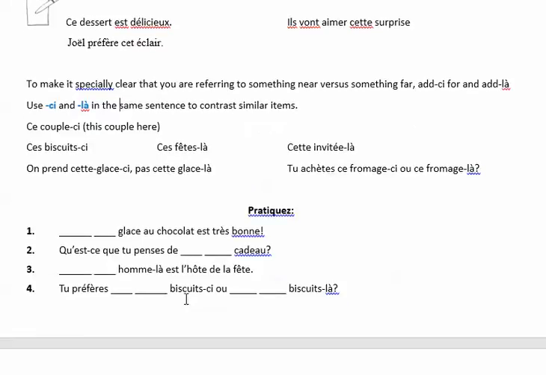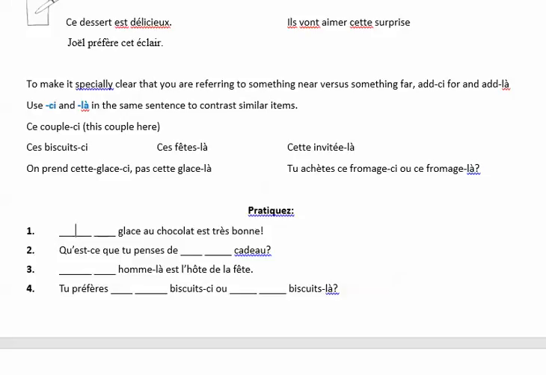Pratiquer. Take a few minutes to complete the blanks in here. Complete these phrases with the correct form of ce, cet, cette, and ces. Okay? Pause right now and complete the task. When you're finished, number 1 to 10, you can go back and check the answers. I'm going to go over the answers right now.